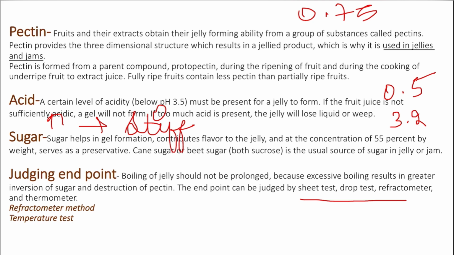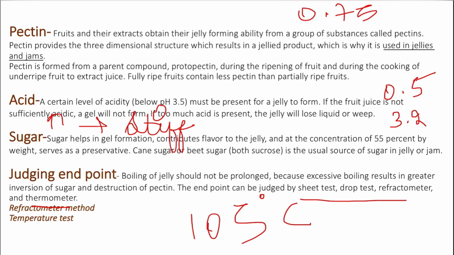In the refractometer and thermometer test, a solution containing 65% total soluble solids boils at 105 degrees Celsius. These are the temperature tests. Heating of the jelly to this temperature would automatically bring the concentration of solids to 65%. This is why it is the easiest way to ascertain the end point.